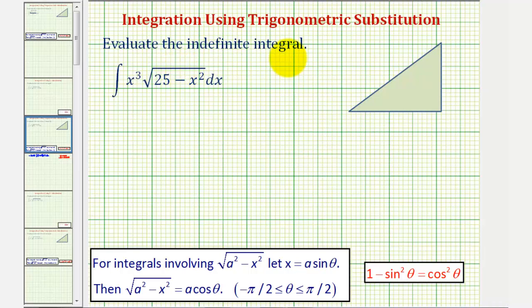When we evaluate the indefinite integral, looking at the integrand, notice how we have the square root of 25 minus x squared, and because this fits the form of the square root of a squared minus x squared, we can determine the antiderivative using trig substitution and let x equal a sine theta, or in our case, since a squared equals 25, x equals 5 sine theta.